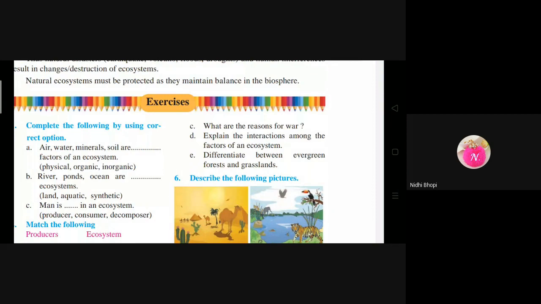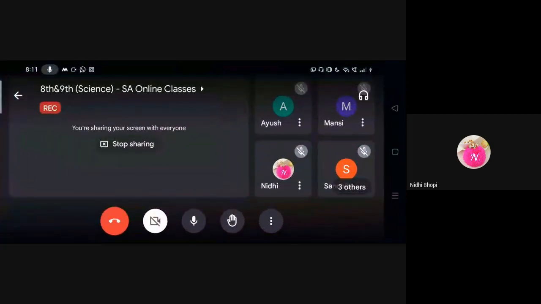Differentiate between evergreen forest and grasslands. Evergreen forests are found in areas where rainfall is available throughout the year. Grasslands develop in areas where rainfall is not sufficient. Tall trees and plants are extensively found in the forest. In grasslands, vast growth of grass is found and plants are dwarf. In evergreen forest during summers the temperature is 20 degrees Celsius to 30 degrees Celsius, and in grassland the temperature is more than 38 degrees Celsius.